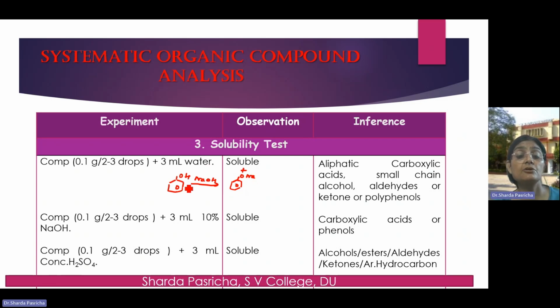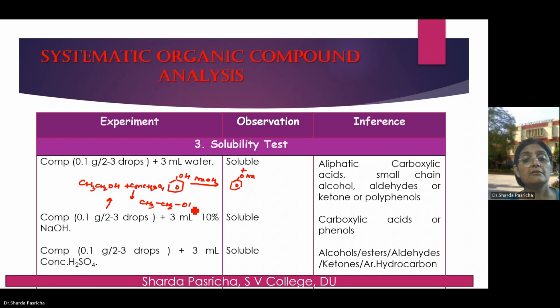But if there is no phenolic group, the compound is an alcohol. Alcohols are not acidic in nature. For example, you have ethanol. They are not acidic, so they will not dissolve in NaOH. However, if you add concentrated sulfuric acid to this, it will form the oxonium cation. Because of the formation of these oxonium cations, it will become soluble in concentrated sulfuric acid.